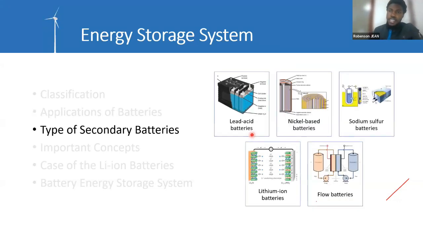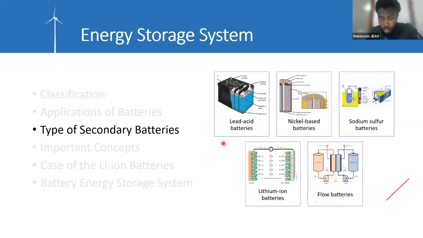Now we can see that there is a lot of things that we can do with batteries. And there is something that we have to understand. There are different types of batteries. We have primary batteries, which are those that we cannot recharge. But the secondary batteries are rechargeable batteries. And among the rechargeable batteries, we can distinguish the lead-acid batteries, nickel-based batteries, sodium-sulfur batteries, lithium-ion batteries, and flow batteries.